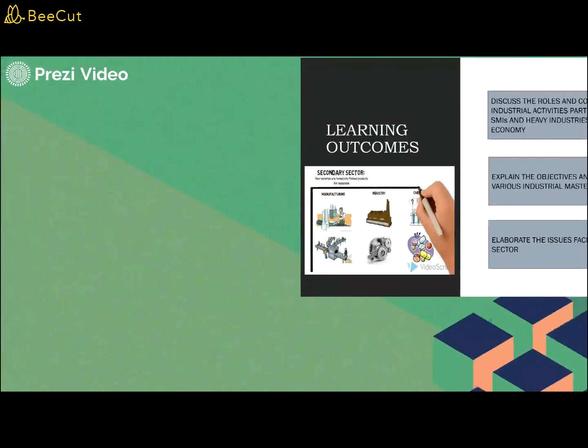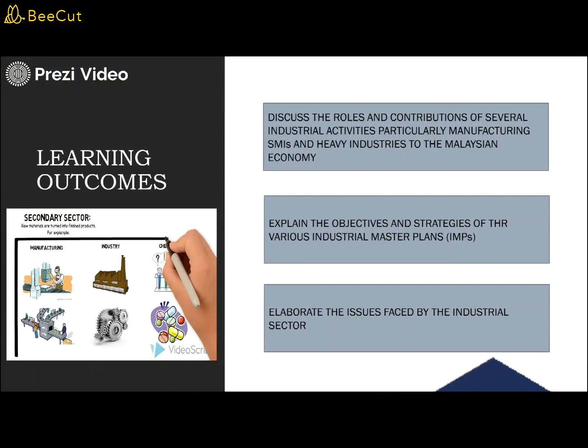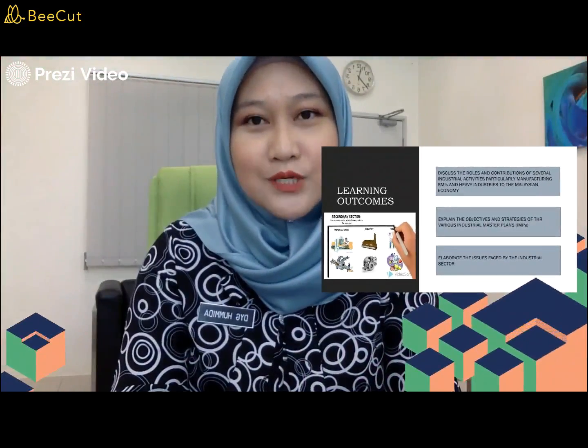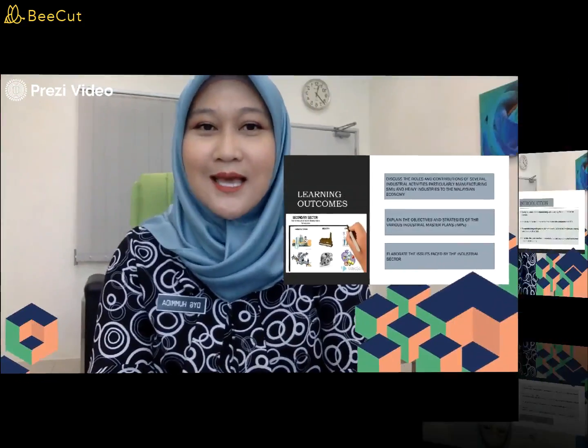In this chapter, all of you are going to learn and be able to discuss the roles and contribution of the several industrial activities, particularly manufacturing, SMI, and heavy industries to the Malaysian economy. Then you are able to explain the objectives and strategies of the various industrial master plans. And the last one is to elaborate on the issues faced by this industrial sector.